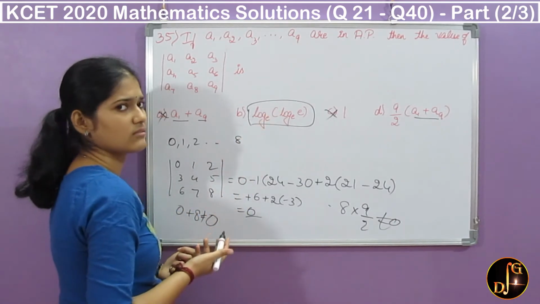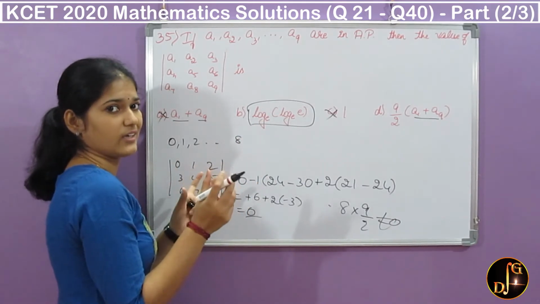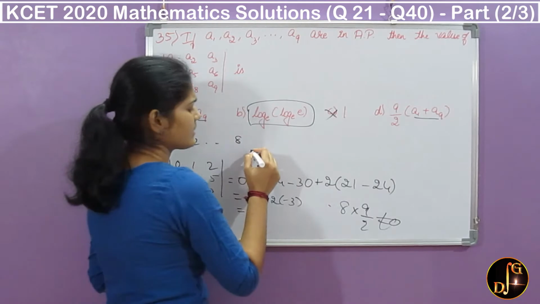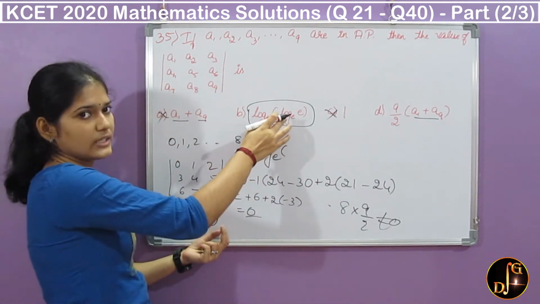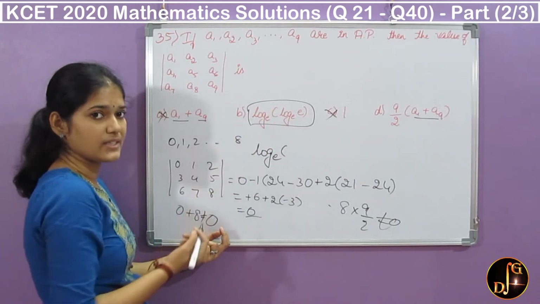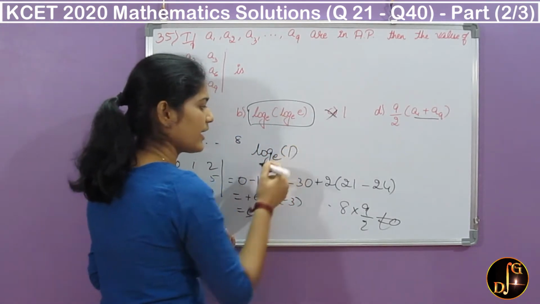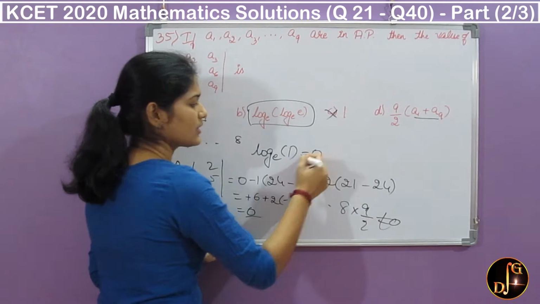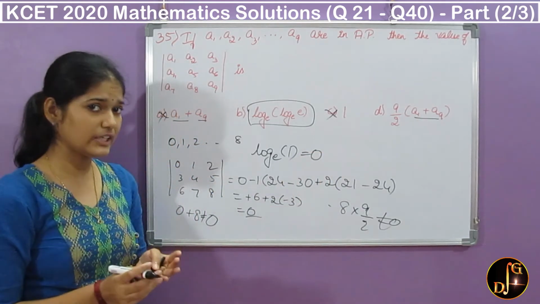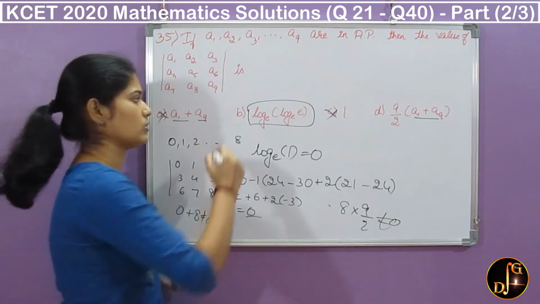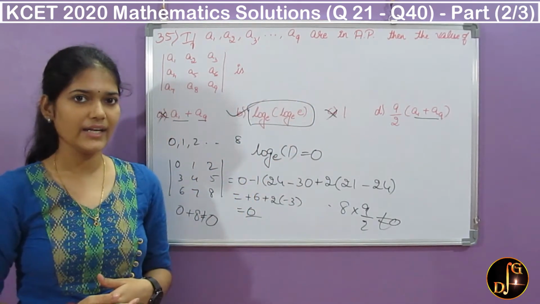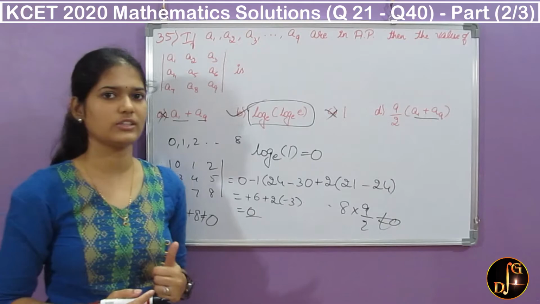What is this? This looks a little complicated, but let's simplify this. Log e, what is log e of base e? That is 1. What is log 1? That is 0. Instead of giving 0 directly, they have given it in this form. So this is the correct answer. Now let's move on to the next problem.